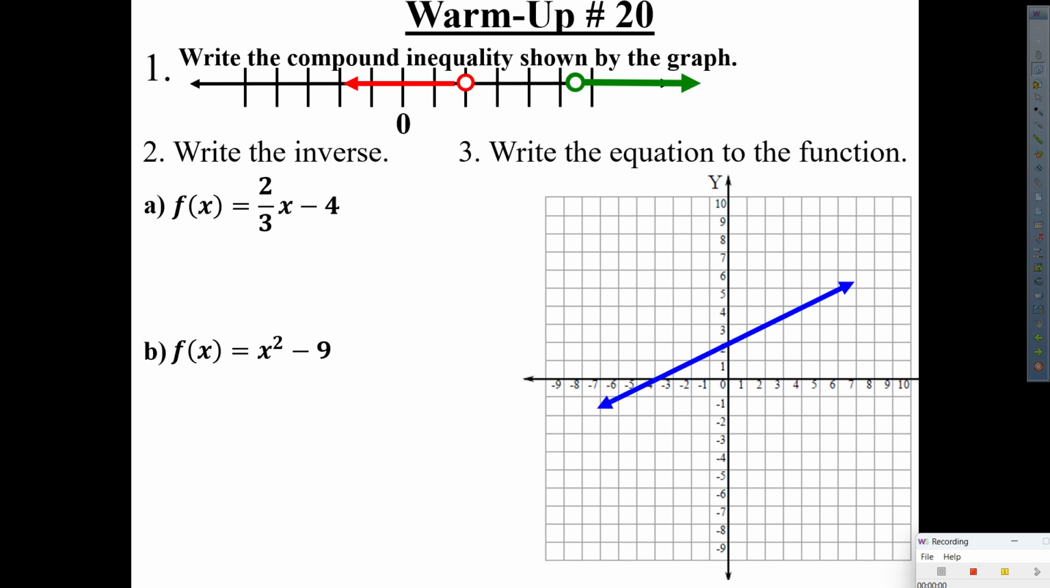Warm-up number 20 is on the screen. Let's get started, please. By now, you should be experts at this. Give you guys some time. Copy and go.